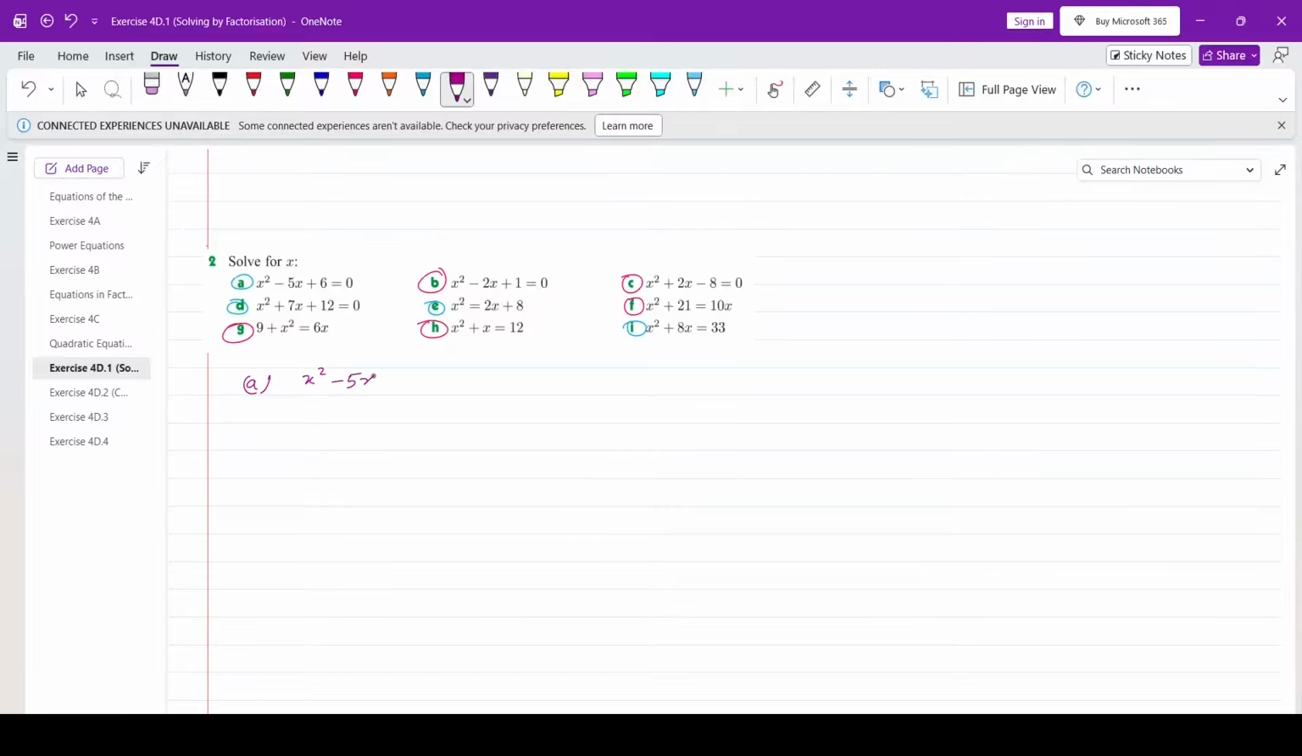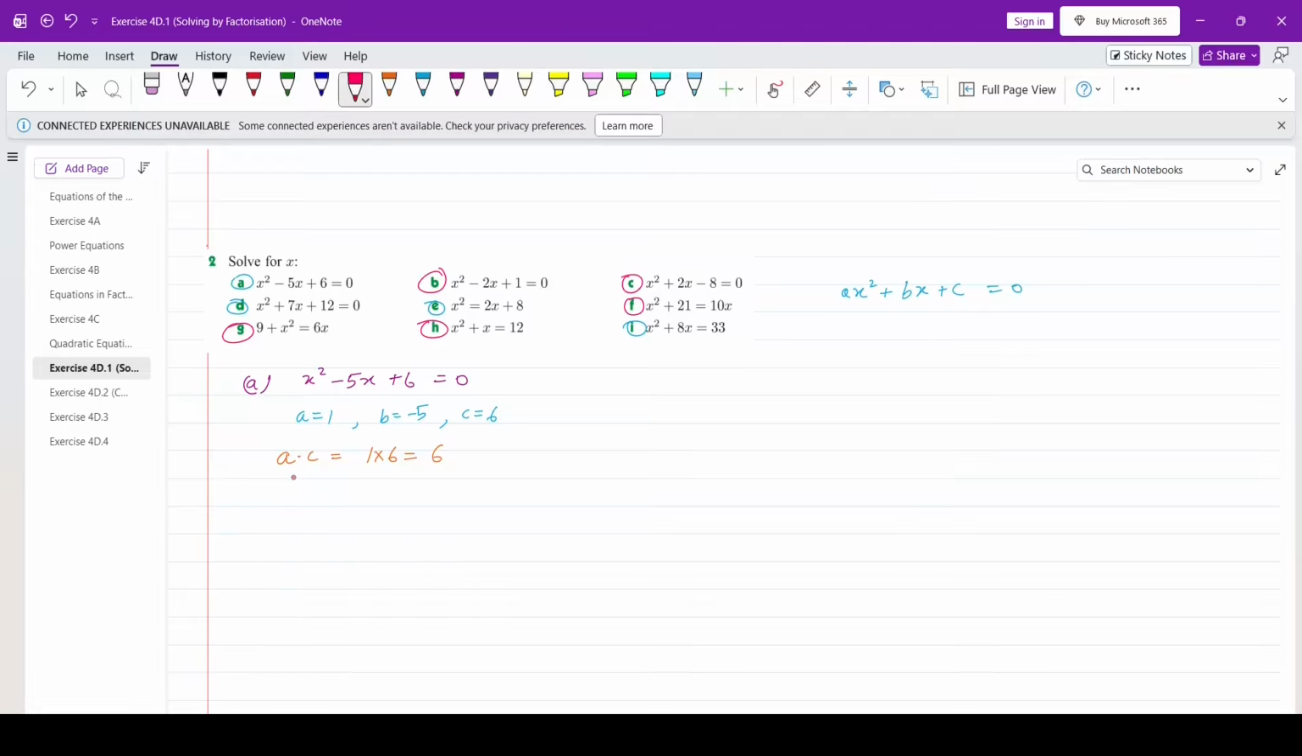x square minus 5x plus 6 is equal to 0. Now this equation is of the form ax square plus bx plus c is equal to 0. We can say a is equal to 1, b is equal to negative 5, and c is equal to 6. So first what we need to do is take a and multiply it with c. That is going to be 1 times 6, that is equal to 6.